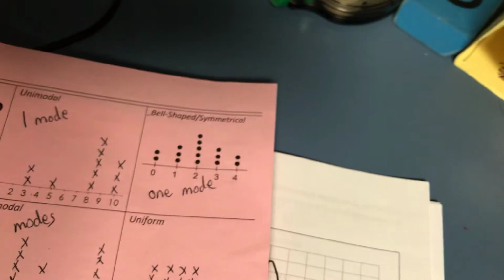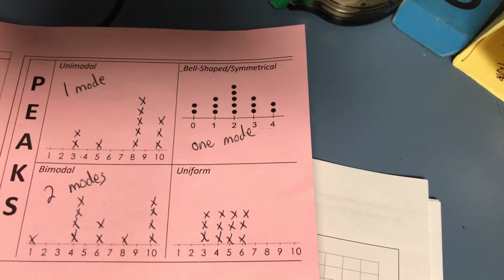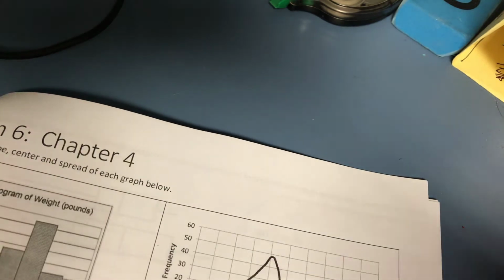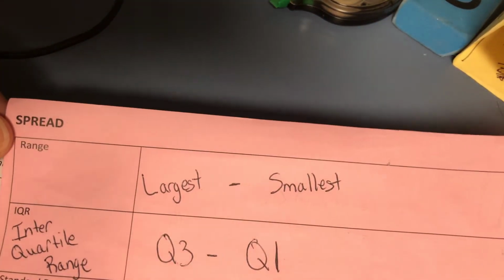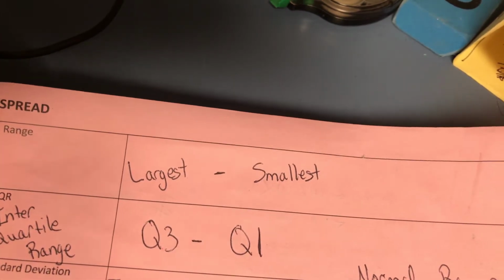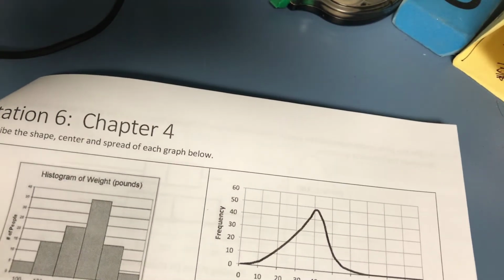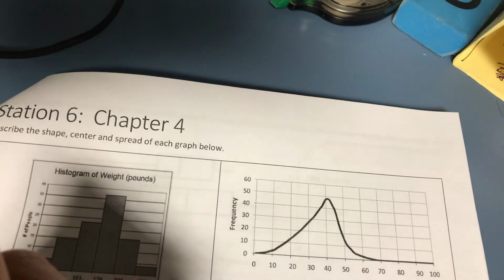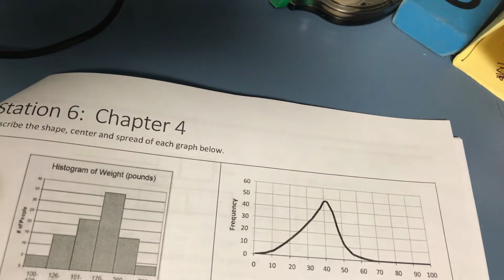And when we discuss the shape, I should have added this, we'll talk about the peaks and give them some names. And then we'll be talking about the spread. Basically what we will focus on is the range and the IQR. And then I'll be referring back to this pink page as we go through these. So on the first four, we just want to discuss the shape, the center, and the spread. So starting with the shape, I'm actually going to go into the peaks.